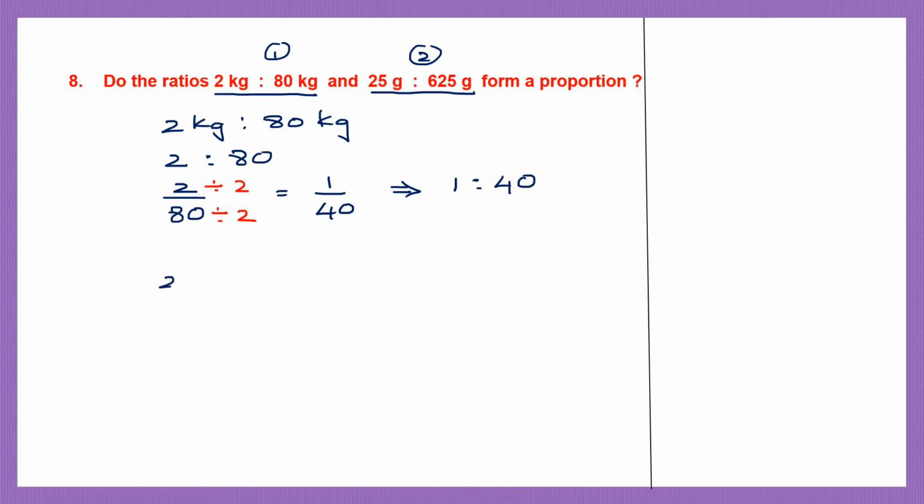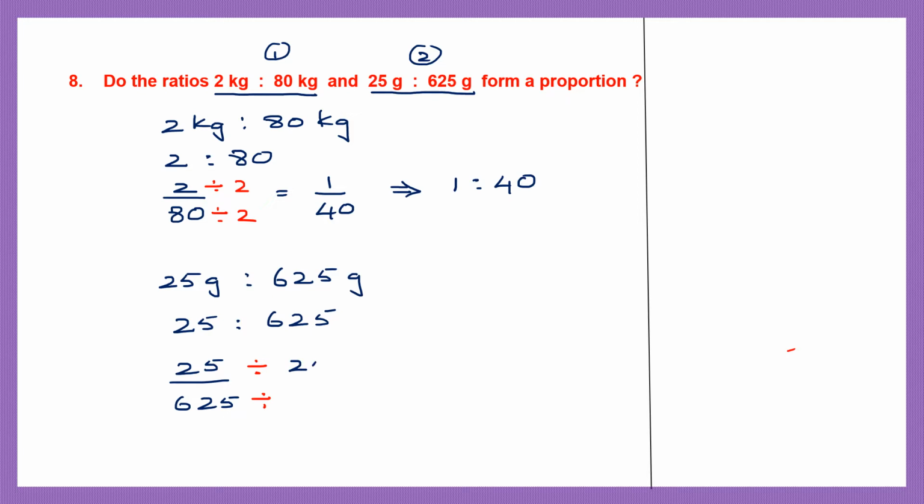Now let me take the second one. 25 grams is to 625 grams. So here also the unit is the same, so I don't have to do any conversion. I will just write this as 25 is to 625. Now I write it as a fraction, 25 by 625, and now let me reduce this to the lowest term. Let's divide both by 25.